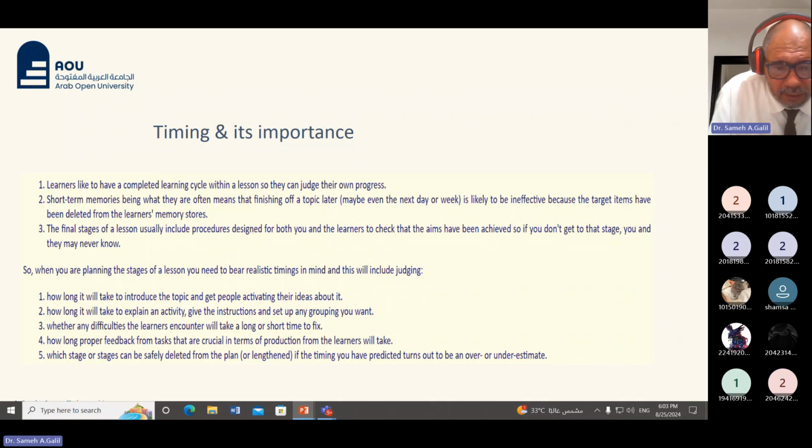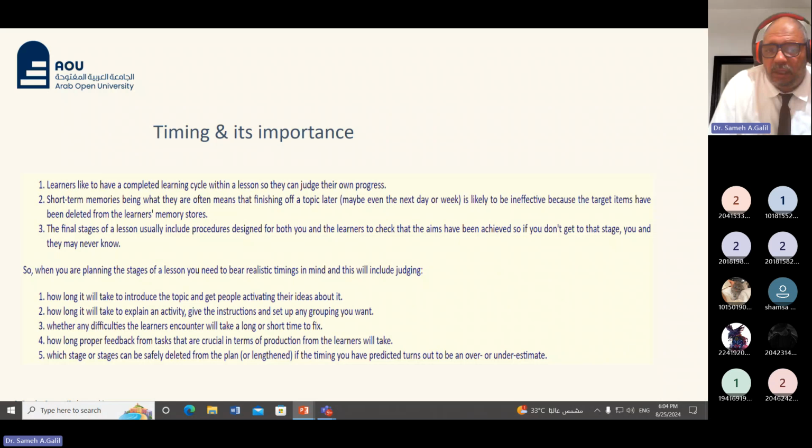So when you are planning the stages of a lesson, you need to bear realistic timings in mind, and this will include judging how long it will take to introduce the topic and get people activating their ideas about it, how long it will take to explain an activity, give the instructions, and set up any grouping you want, judging whether any difficulties the learners encounter will take a long or short time to fix, how long proper feedback from tasks that are crucial in terms of production from the learners will take, and which stage or stages can be safely deleted from the plan, or perhaps lengthened if the timing you have predicted turns out to be an over or under estimate.